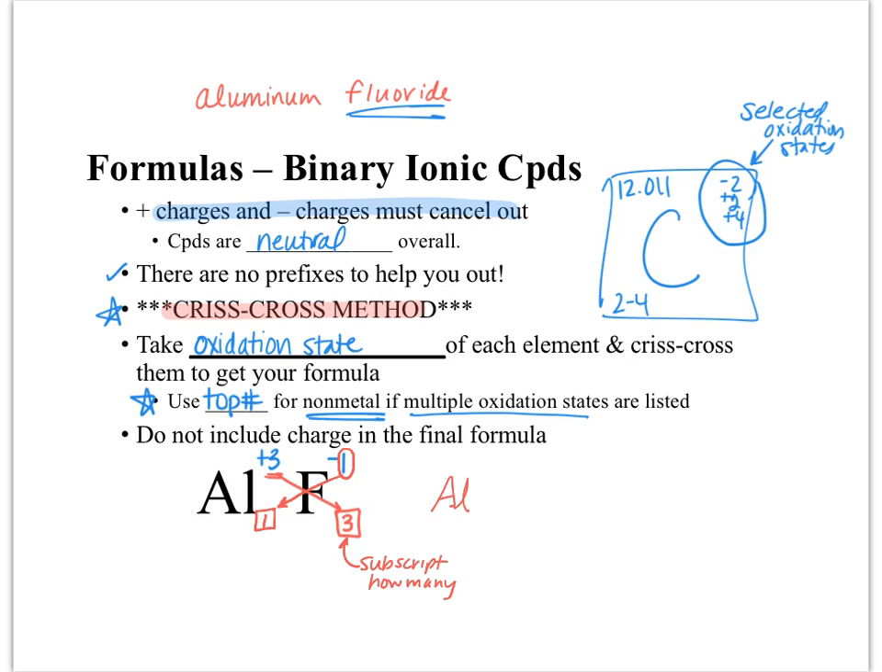We do not put ones in formulas, like we don't write Al1, that's just understood if there's no number, that it's a 1 there. So the formula would be AlF3. So again, referring back to this name of aluminum fluoride, there's nothing in those words that tells me that it's 1 aluminum and 3 fluorines. The only way you can get this formula correct is by using the oxidation states.